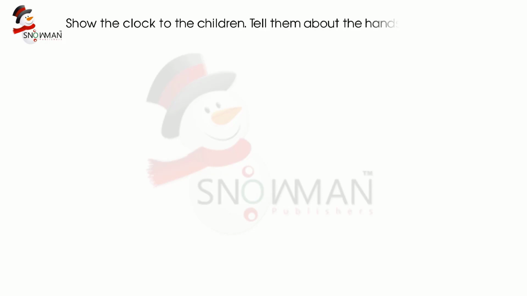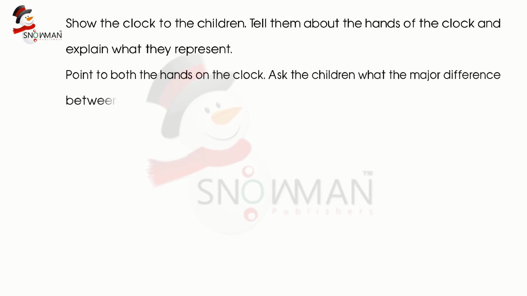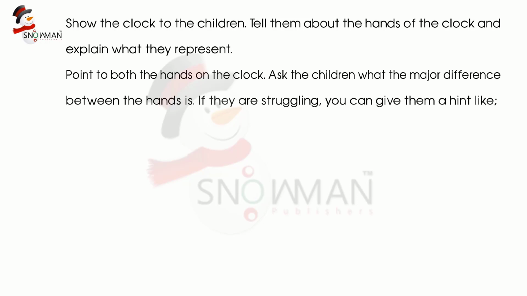Tell them about the hands of the clock and explain what they represent. Point to both the hands on the clock. Ask the children what the major difference between the hands is. If they're struggling, you can give them a hint like, is one longer than the other?